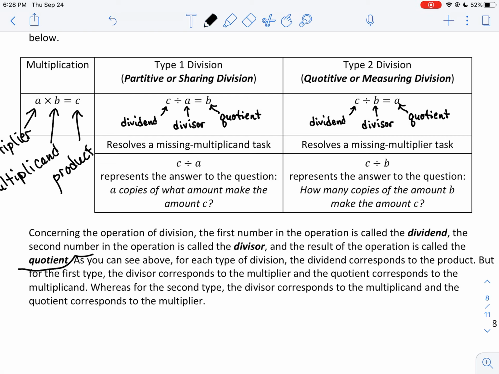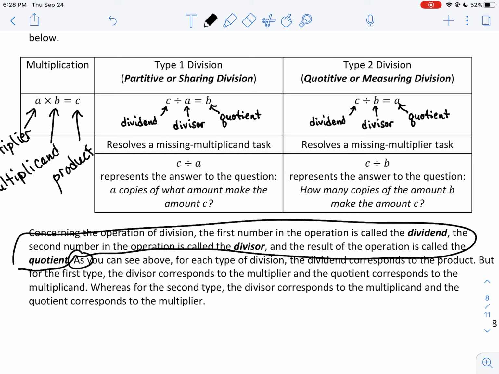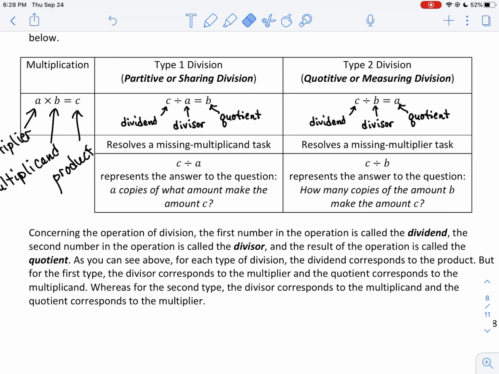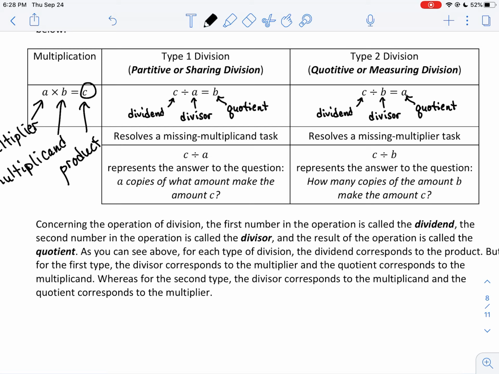Okay. So let's see, we're down here again. We just finished reading up to this point, so let's read now right here. As you can see above, for each type of division, the dividend corresponds to the product. So notice in both cases, the dividend was C, and C was the product in the multiplication context. However, for the first type, the divisor corresponds to the multiplier, and the quotient corresponds to the multiplicand. So the divisor was A, which is the multiplier, and the result of the division operation was B, the quotient, and that corresponds to the multiplicand.